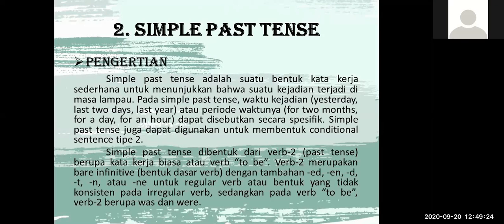Verb 2 is formed for the regular verb with the addition of ed, and for the irregular verb it changes form. The verb to be is was and were.